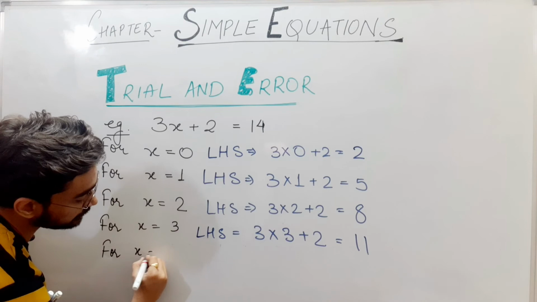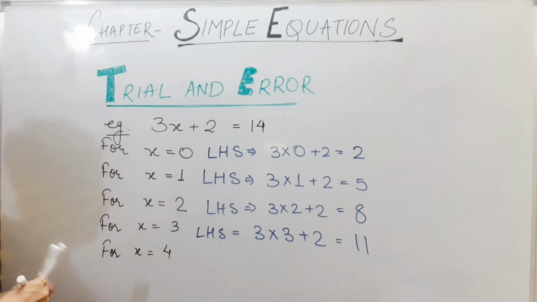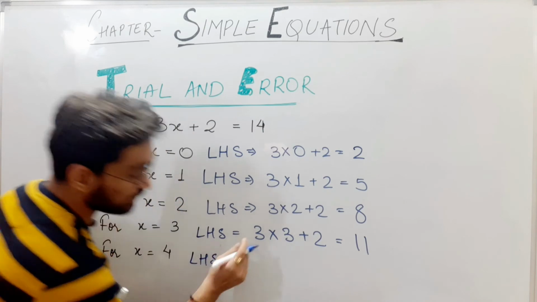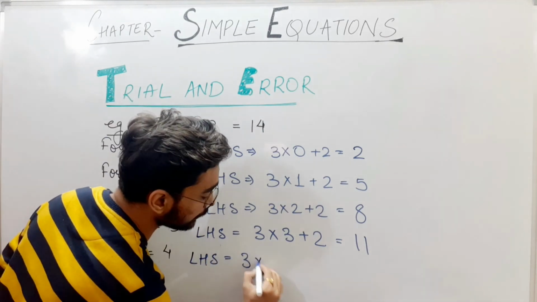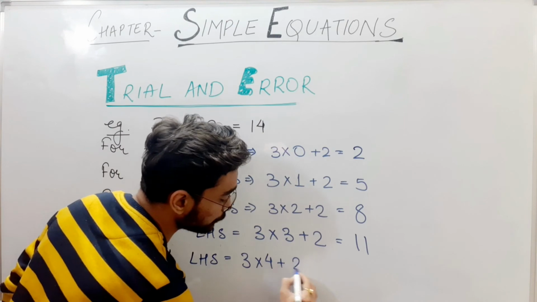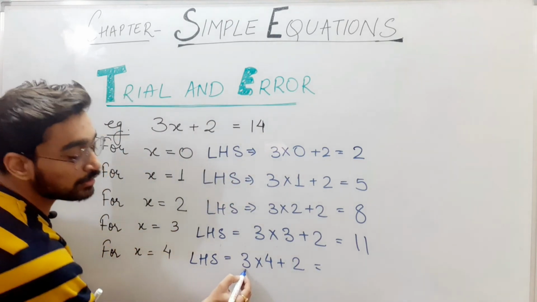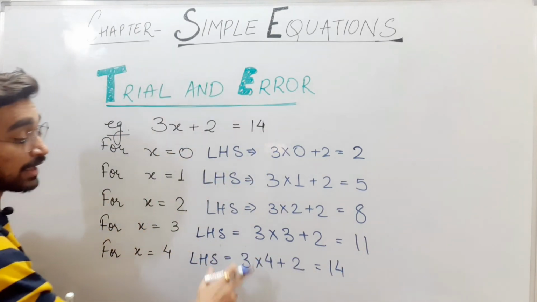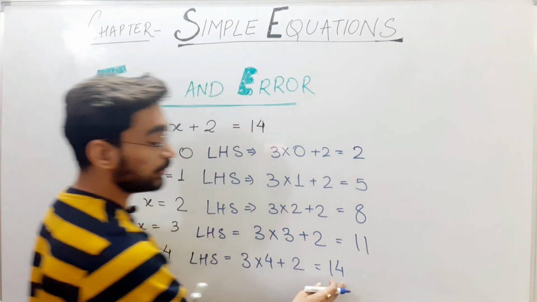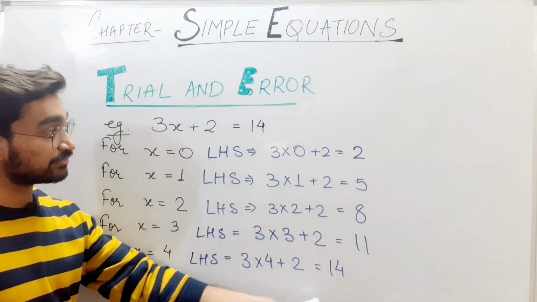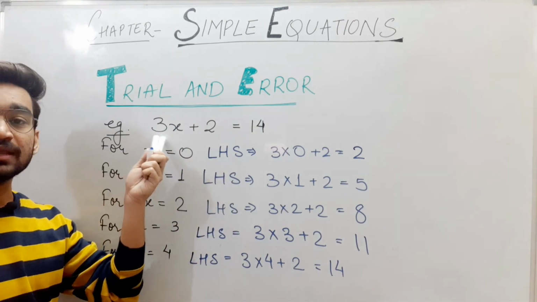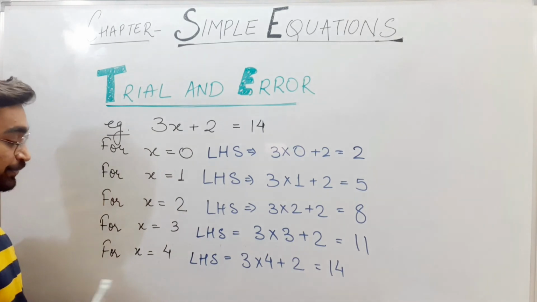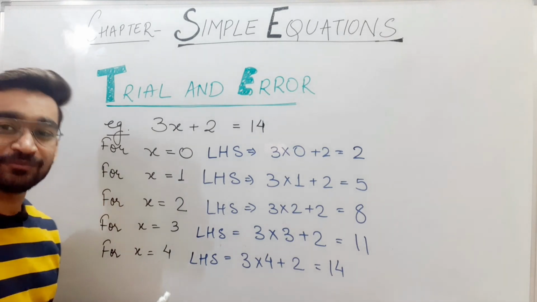For x is equal to 4, LHS will be how much? It will be equal to 3 into 4 plus 2. 3 fours are 12, plus 2, 14. Here I can see that my LHS is equal to RHS. That is why for the equation 3x plus 2 is equal to 14, the root is 4. The value of the root will be 4.